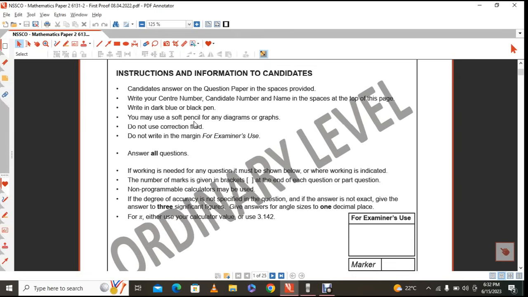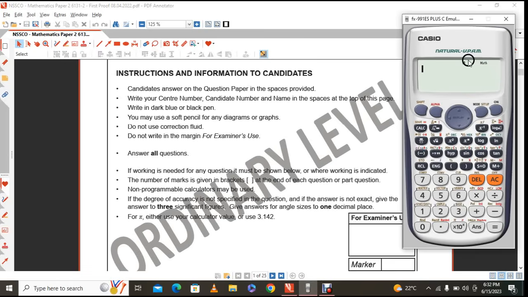One of the key instructions is that you're supposed to round your answers that are not exact. You must give them to three significant figures. And if it's degrees, angle sizes, of course we work with degrees, you must give them to one decimal place. As a given, when you're doing the exam, make sure your calculator is in degree mode. Your display will either show a DG or a D, depending on the calculator you're using. And make sure it's a non-programmable calculator, not this particular type, because this one has some built-in equation functions, and they are not allowed in the external examinations.